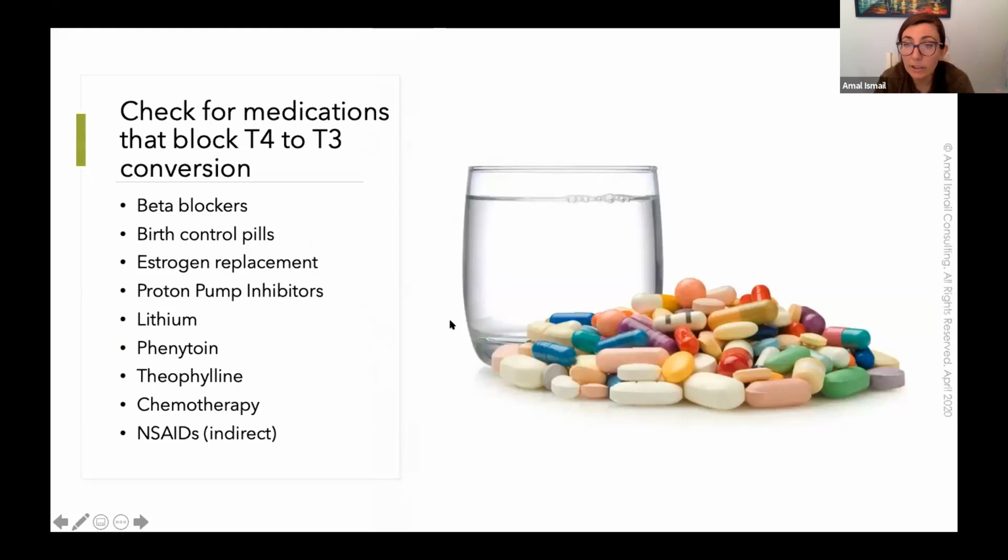And then we check for medications. There are so many common medications that actually impact the conversion of T4 to T3: NSAIDs, beta blockers, birth control pills, estrogen replacements, proton pump inhibitors, lithium. I mean, the list goes on, but these are really very common ones that we look at. And if that is present, we try to understand, not only because they lead to nutritional deficiencies, but because they actually interfere directly with that conversion.